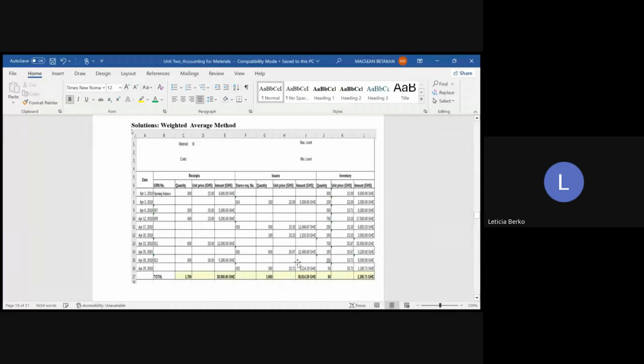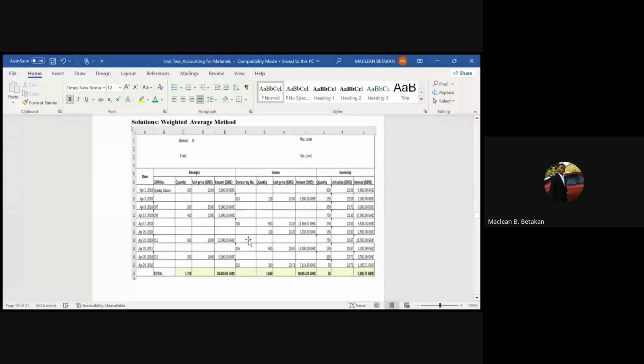Let's go. Then the next transaction is to issue 600. Now you are issuing 600 based on the weighted average price in the balance, which is 20.67. So you go and issue 600 by 20.67. And you get 12,400. Now you have 750, and you issued out 600. You are left with 150. And it's still valued at the same price, 3,100.